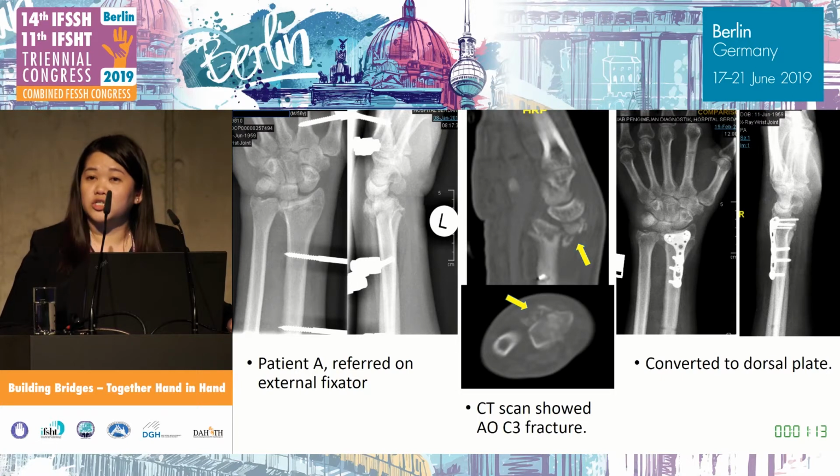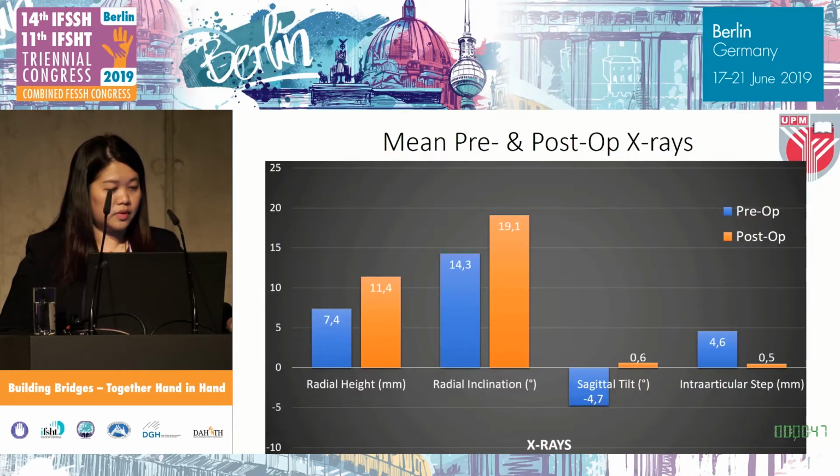This is one of our patients who was referred to us on a wrist external fixator for dorsal distal radius subluxation. CT scan showed a comminuted dorsal rim of the distal radius, type C3, with metaphyseal comminution as well. And we plated it using this broad dorsal plate for both columns.